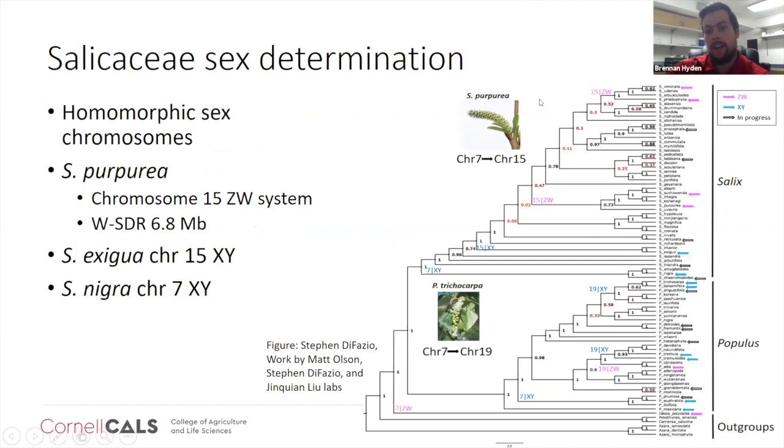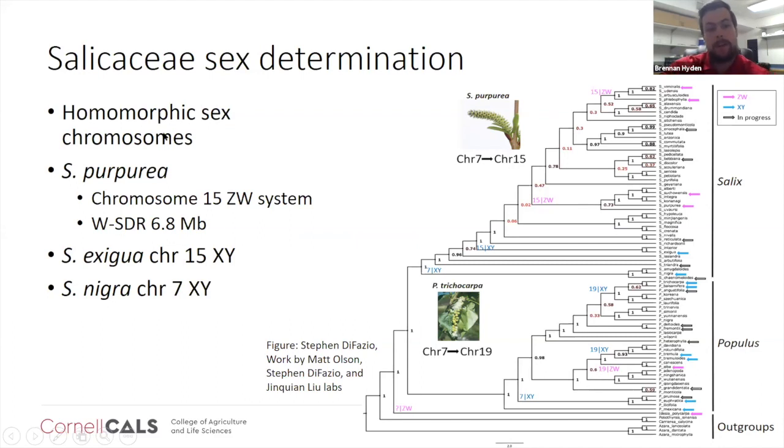So here is a phylogeny that was generated by some of our collaborators. And this is of the whole Salicaceae family. So that includes Salix and the sister genus Populus, the poplars. And what's unique about the Salicaceae family, well, one of the many unique things is that they have homomorphic sex chromosomes. So that means that most of the sequence across these chromosomes is conserved, and so you can't really distinguish sex chromosomes by karyotyping or flow cytometry like you would in, say, a lot of animal species. And so the sex determination regions are non-recombining portions of autosomes, essentially.